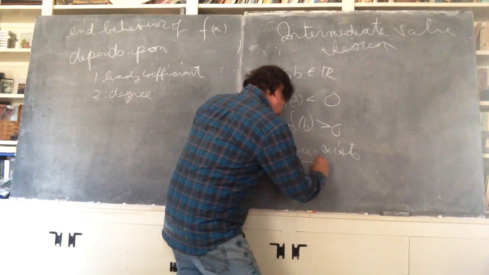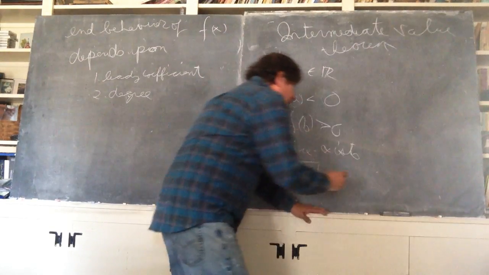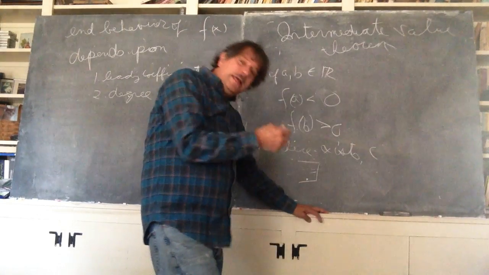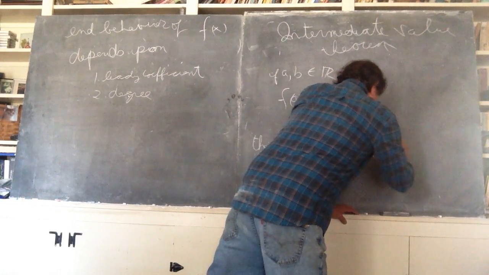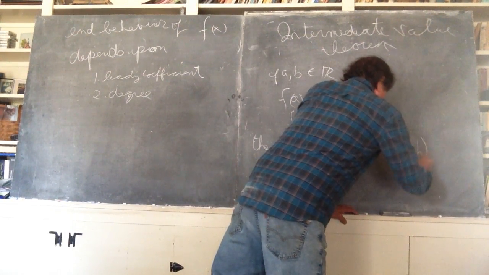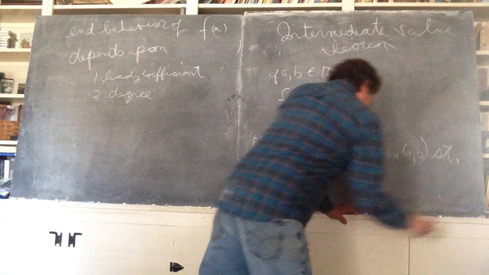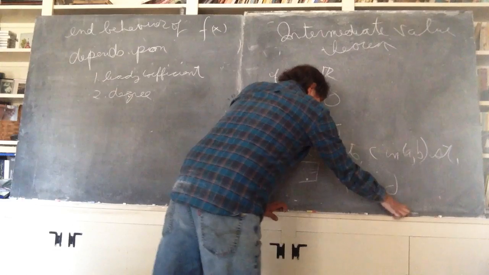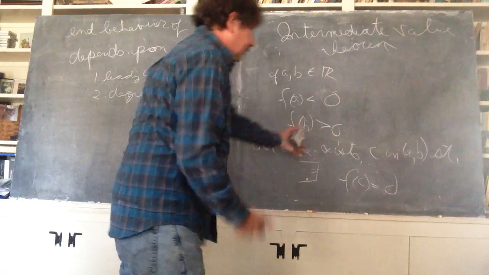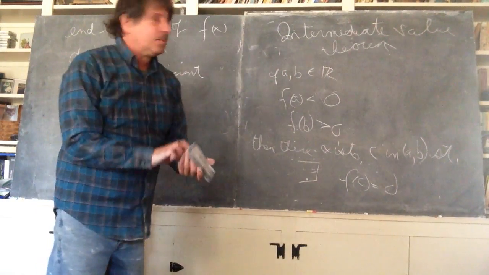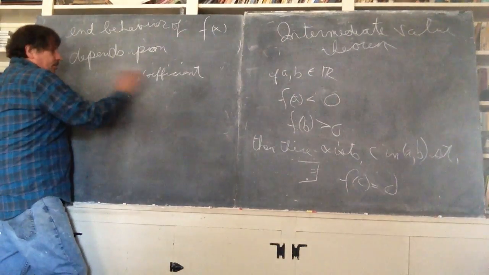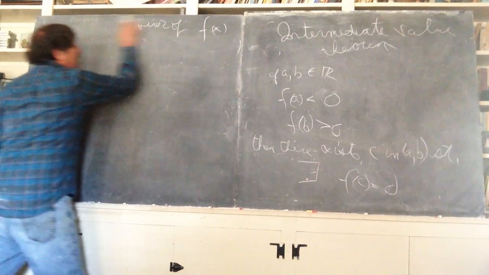By the way, there exists a number c, which is also a real number, between a and b, such that f at c is zippo. It's a lot easier to picture, but this is a really important theorem in terms of where you're headed.